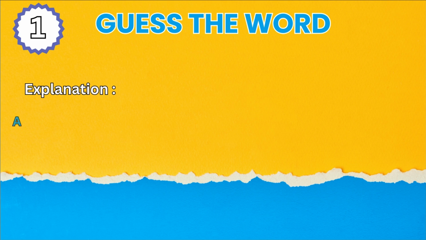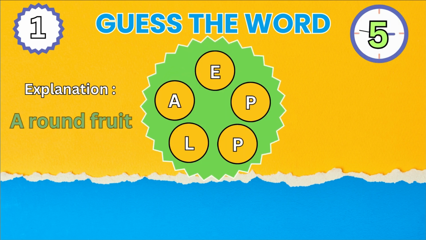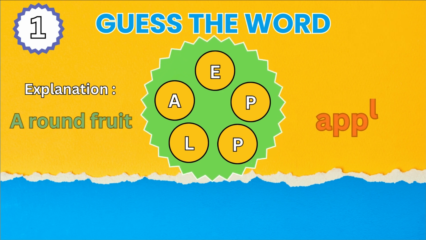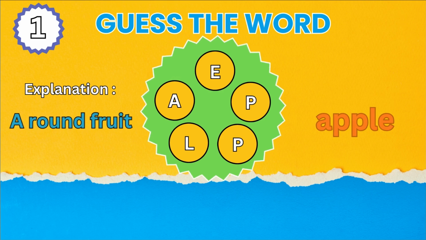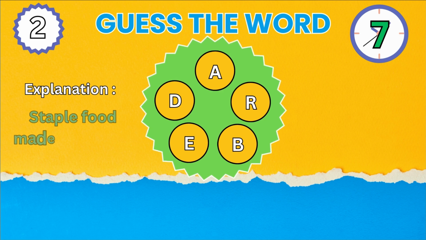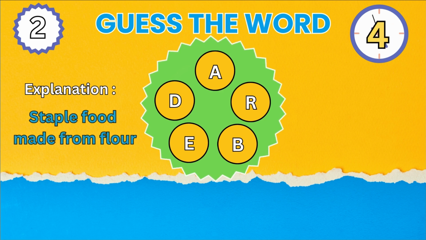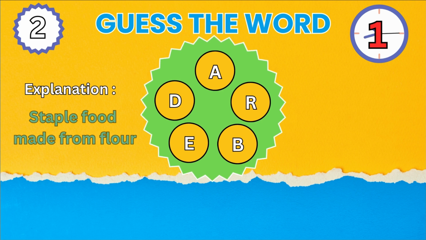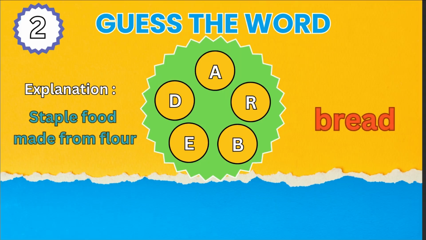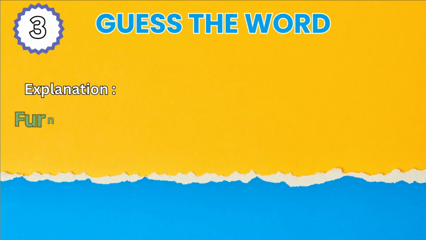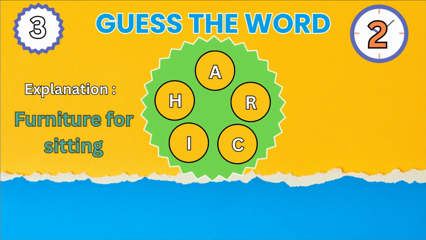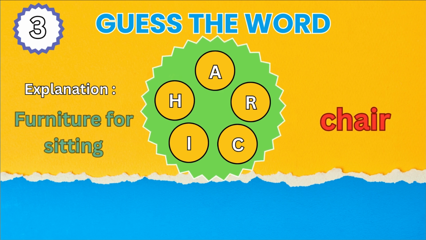Guess the first. Look at the explanation. Yes, it is apple. Number two. Pay attention to the meaning of the word. Can you guess? Yes, chair.